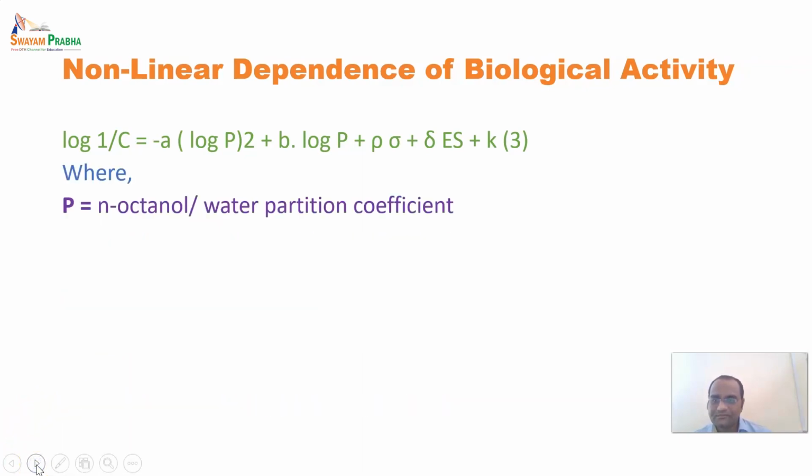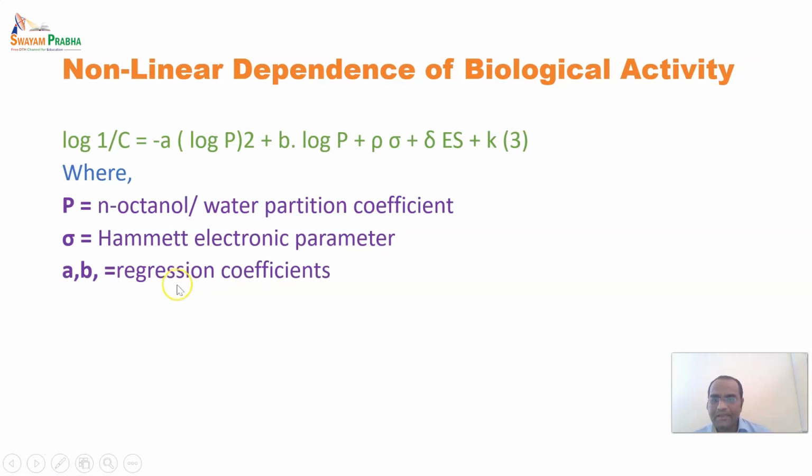activity. So P, that is partition coefficient, the partition coefficient between octanol and water. So octanol is used for in vitro measurement. Sigma is the Hammett electronic parameter. A and B are regression coefficients.